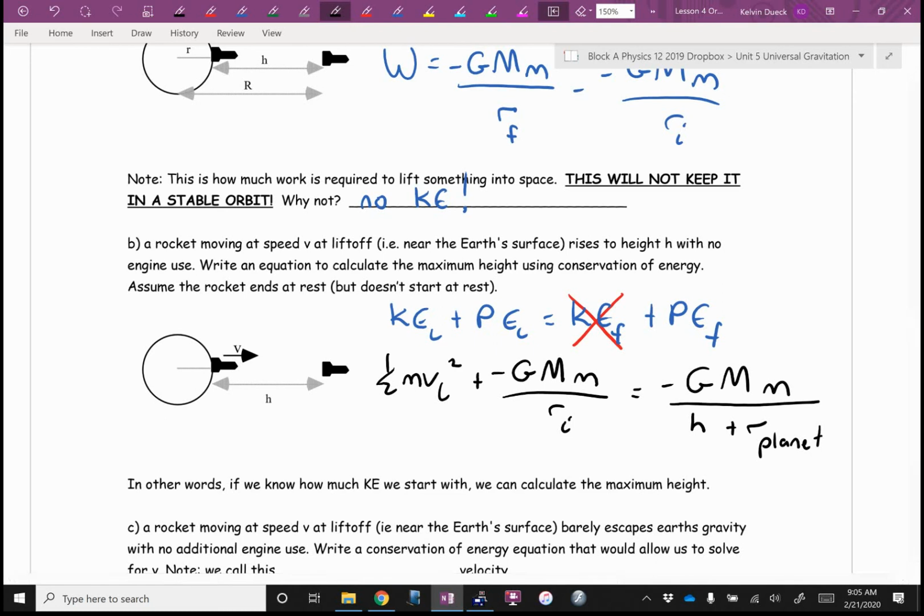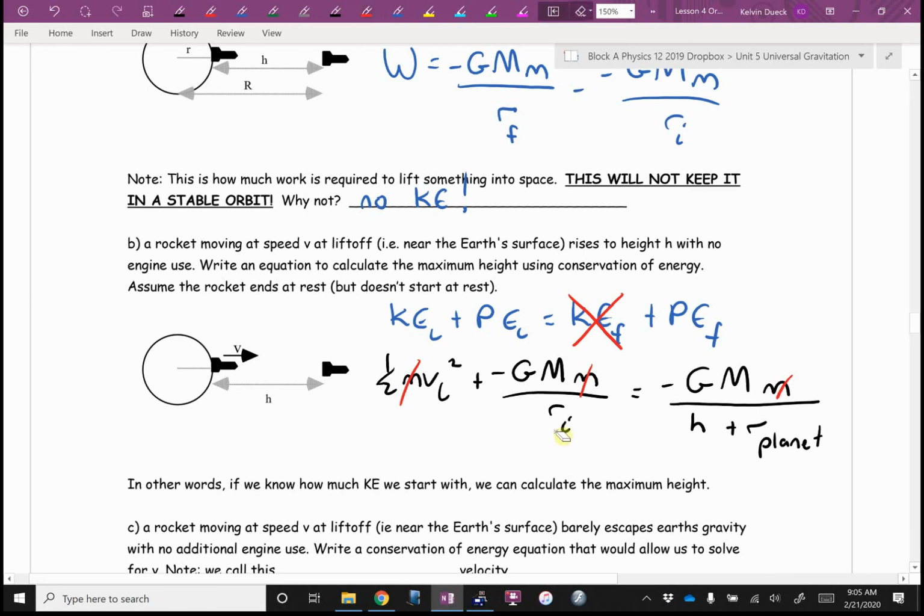What could I ask you to find? I could ask you to find launch speed. Oh, sorry, by the way, the little m does cancel. I could ask you to find launch speed. I would plus the negative big G, big M over R initial over, get a number, and only then would I go times by 2 square root.